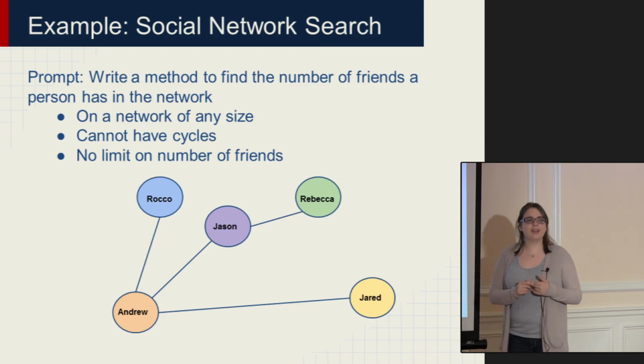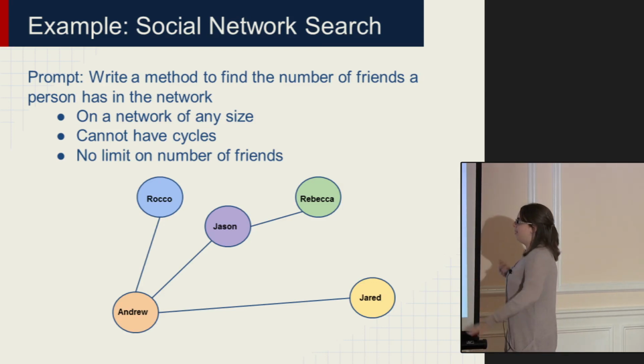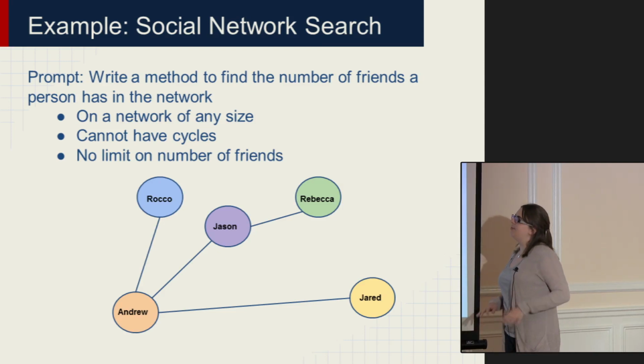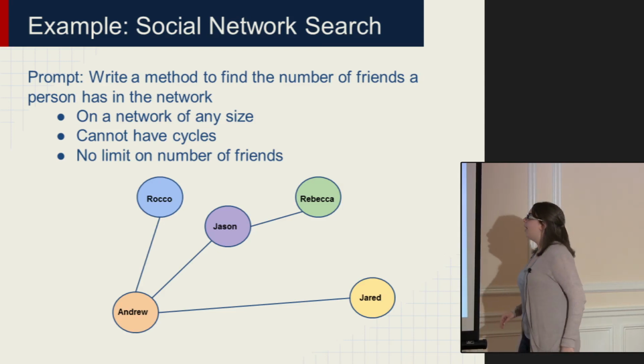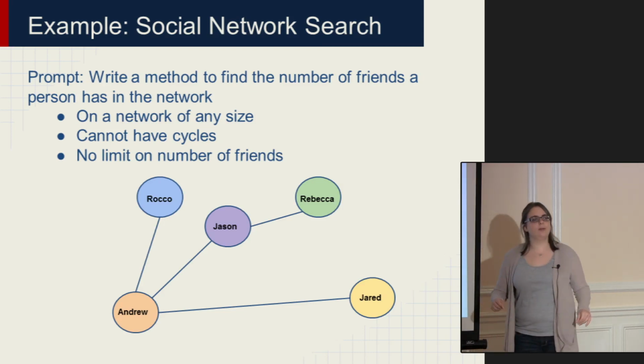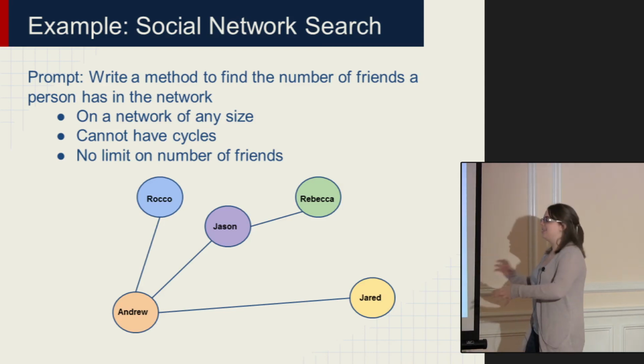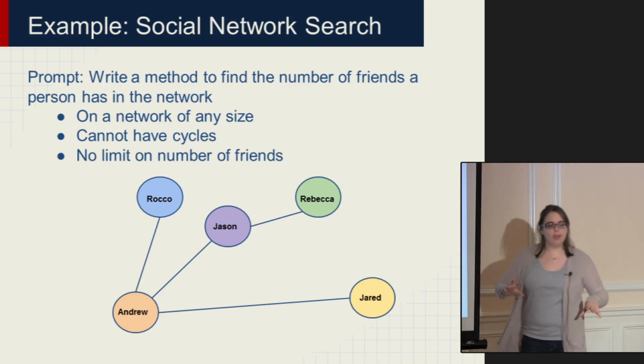It cannot have cycles. Cycles would cause some problems in some types of graph search, but you can not worry about that for now. And there's no limit on the number of friends. So this issue of sparse or connected: Jared could have 1 million friends and I could have one. It doesn't matter how many people you're connected to.